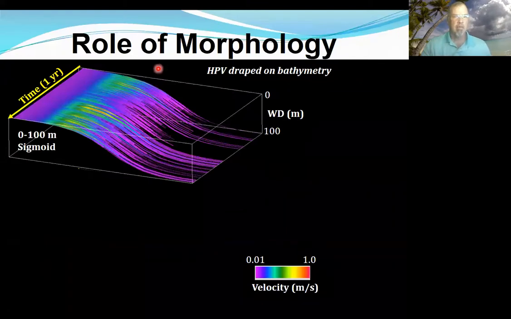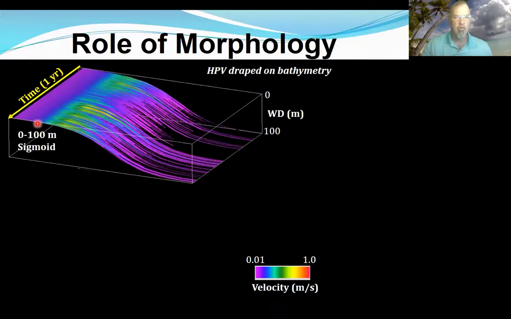Let's look at this a little bit differently. What if we have a sigmoidal profile? Here we just go to 0 to 100 meters. And so this, we start at shallowest water, and we see a decrease as we get up to the shallow, the wave break, dissipate their energy right in here.